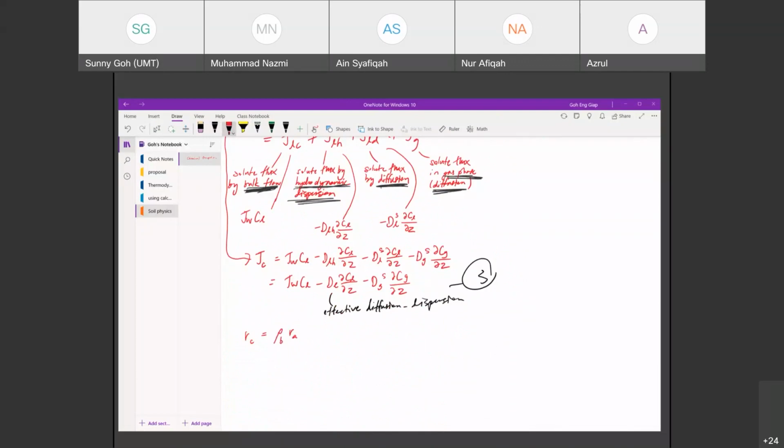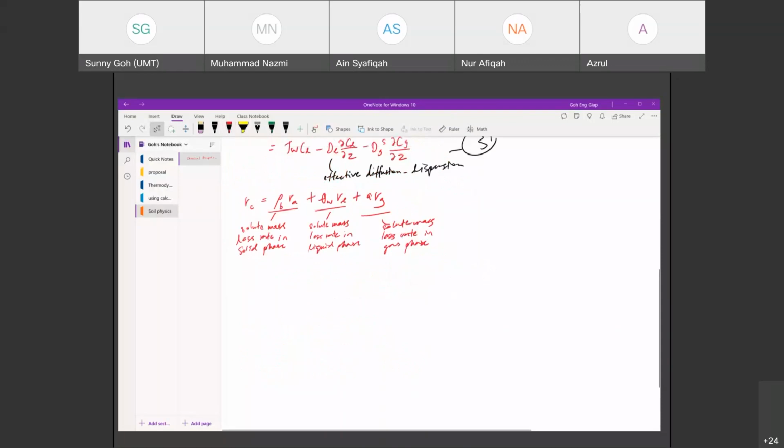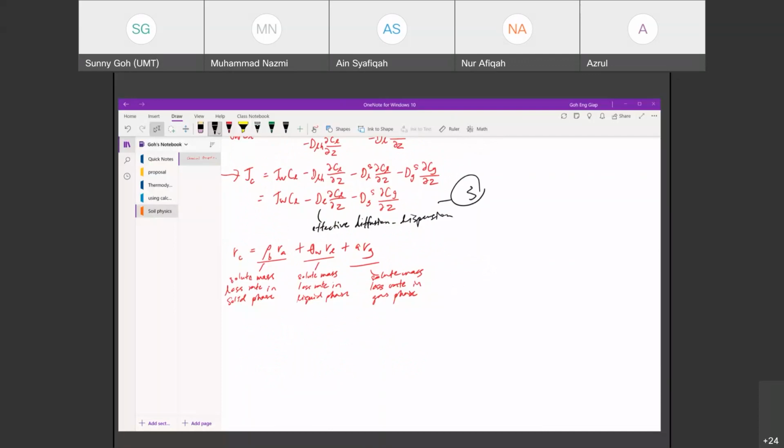rho_B R_A. We already, okay, not yet stated. Del W R_L plus A R_G. All right, so this is solute mass loss rate in solid phase. Okay, and this is solute mass loss rate in liquid phase. So this is solute mass loss rate in gas phase. Okay, so you have 3 phases. Now this is the equation we give number 4. Now we have equation 4.